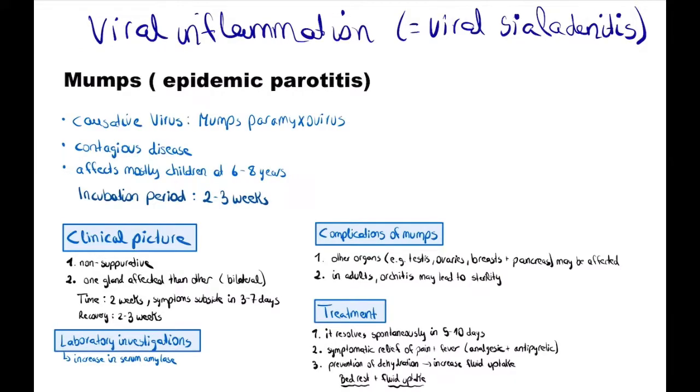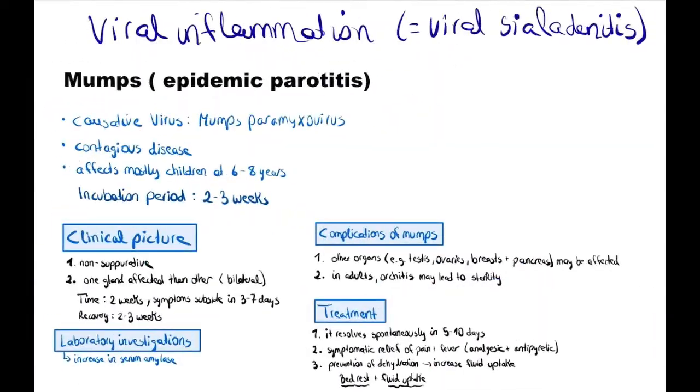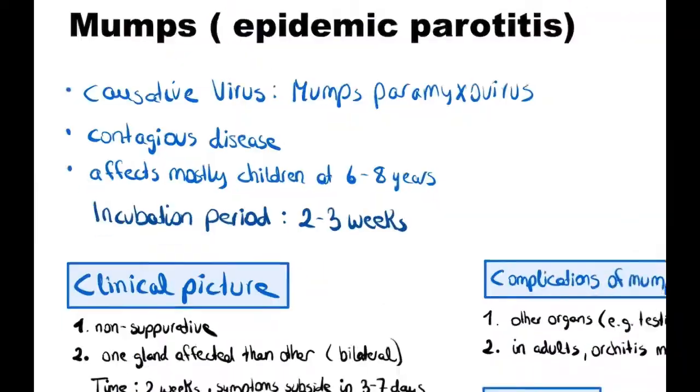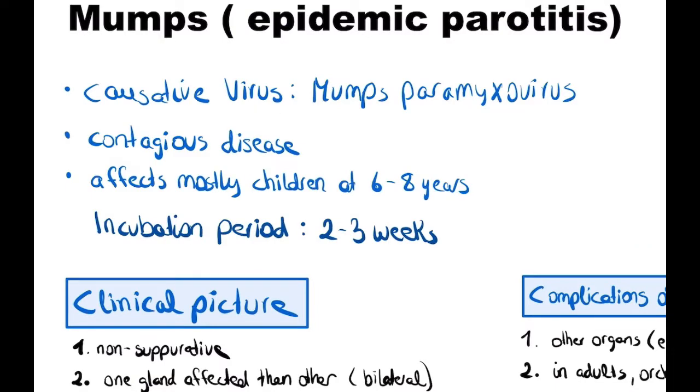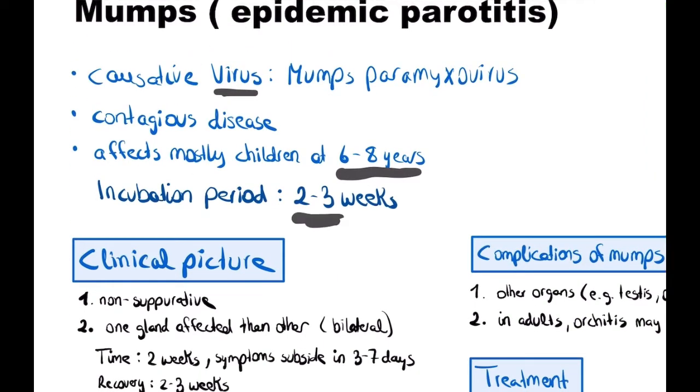Now the second type is the viral inflammation. We have here the mumps. The mumps is caused by the mumps paramyxovirus. It's a contagious disease, so you can get it. It affects mostly children at 6 to 8 years. The incubation period to start the disease is 2 to 3 weeks.